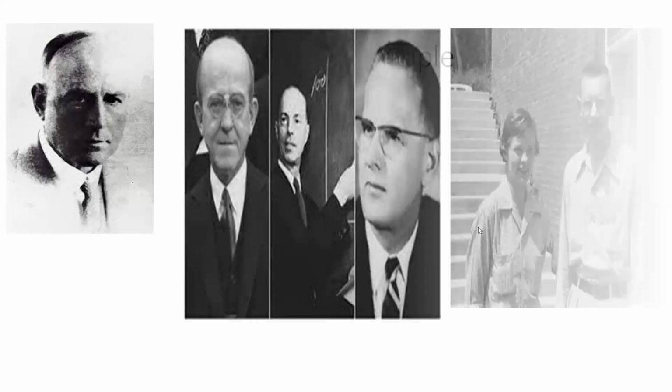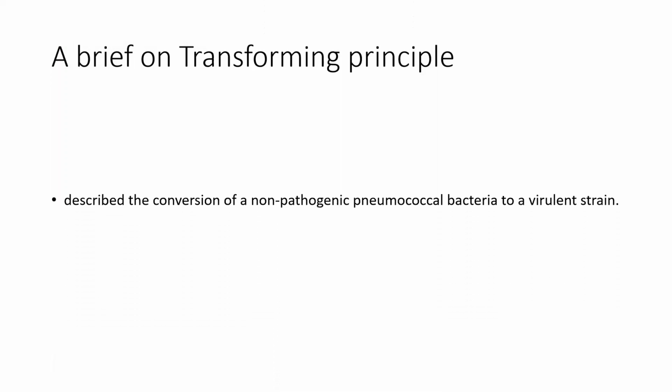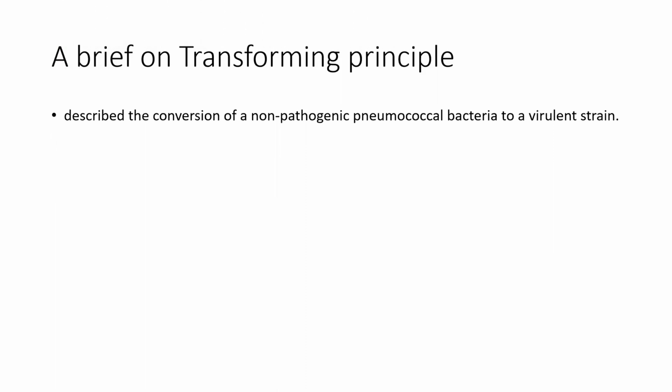Let's see what the base starting is. A brief on the transforming principle. First, this described the conversion of non-pathogenic pneumonia bacteria to a virulent strain. We have seen there was a strain called R bacteria and S bacteria. R bacteria was not harmful and S bacteria was harmful. The substance present in S bacteria can convert R bacteria into the virulent type. When some substance of S bacteria is grown along with R bacteria, the R bacteria became harmful.